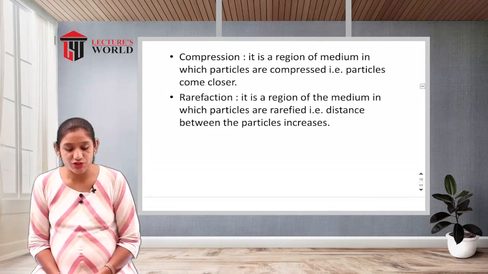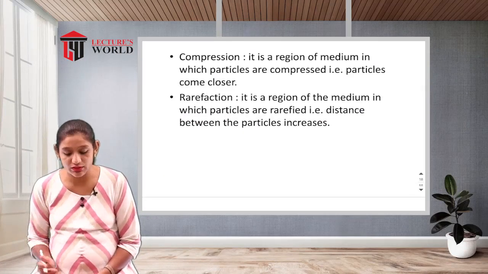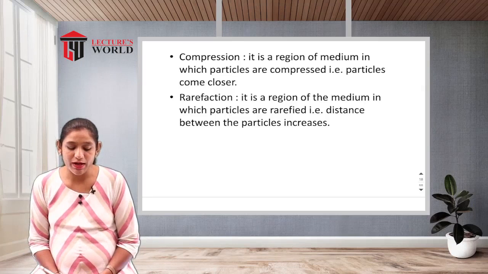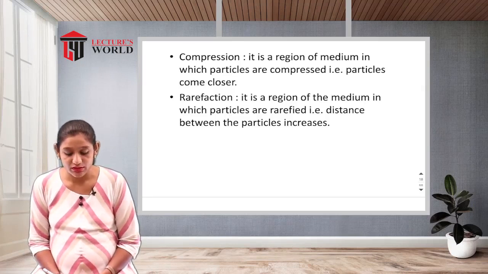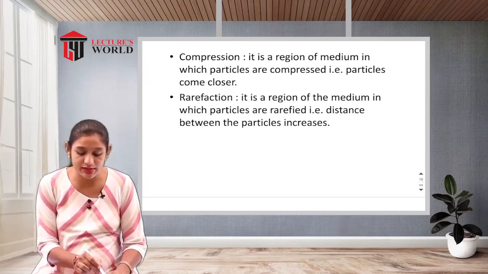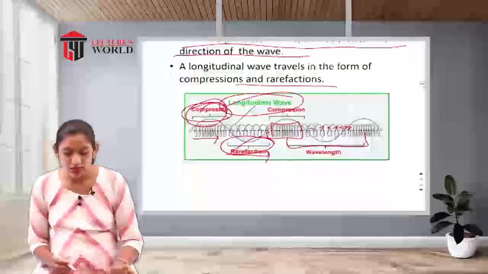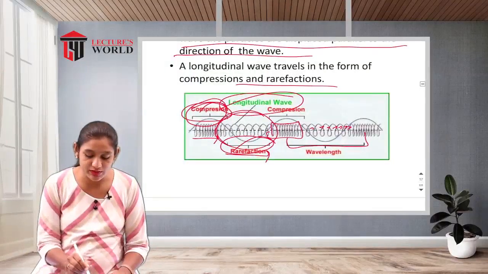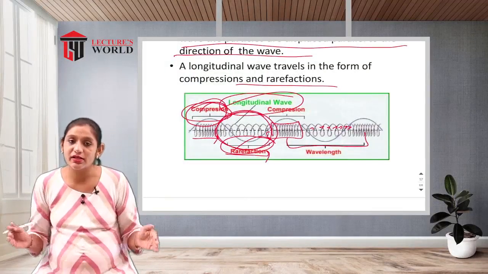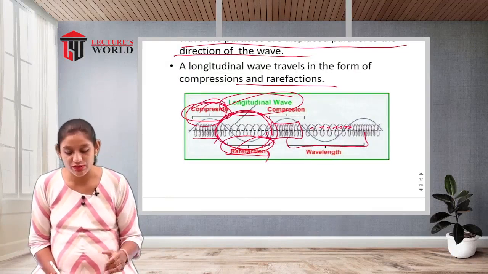Now rarefaction. It is the region of the medium in which particles are rarefied. The distance between the particles is increasing. Here the distance between the particles becomes much higher. This is called rarefaction.